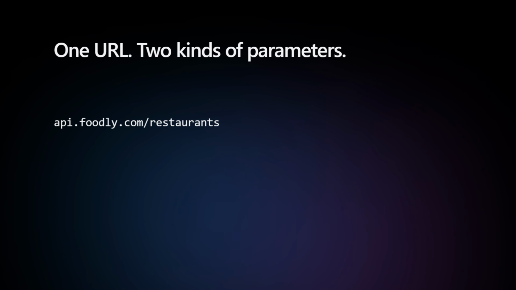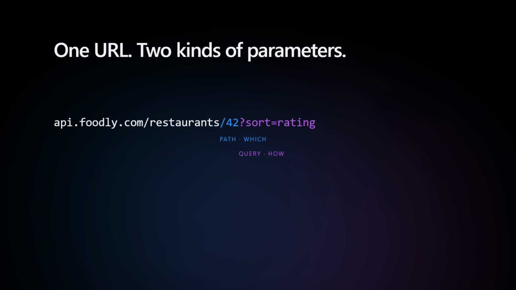Let's get into it. Let's start with something that confuses almost every beginner. There are actually two different ways to pass information in a URL. The first one is called a path parameter, and its job is to identify which resource you want. So when you see /restaurants/42, that 42 is part of the address itself. Take it away and you're asking for something completely different.